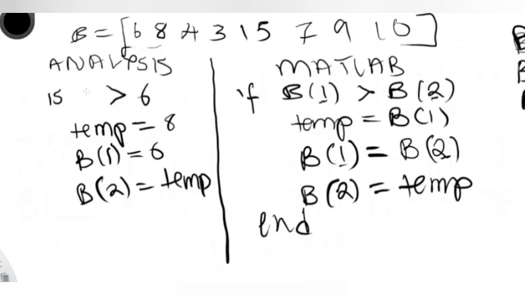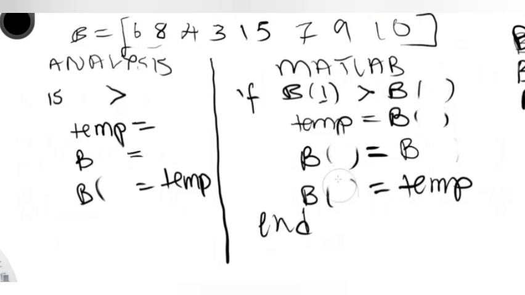So let me just remove this. Okay, so let's compare 8 and 4. Is 8 greater than 4? If true, we're going to store 8 into a temporary variable. On this side, you see that 8 has changed position. It's no longer at the first position, it's at the second position.